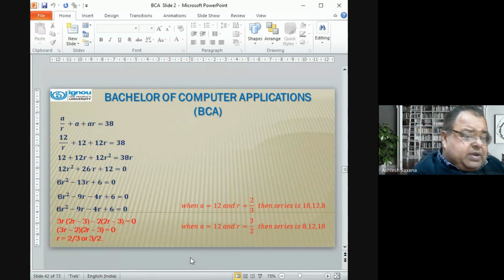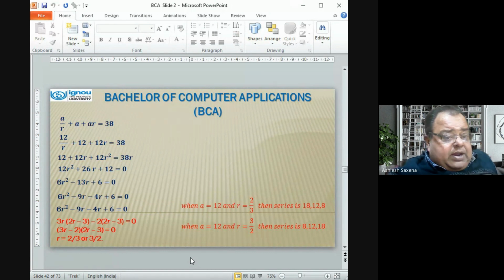The first equation is A by R plus A plus AR equal to 38. Replace A by 12. You are going to get 12 by R plus 12 plus 12R. Now you have to simplify it. There are different methods of simplifying it, but I have taken the shortest route. You are having a quadratic equation 12R square plus 26R plus 12 equal to 0.